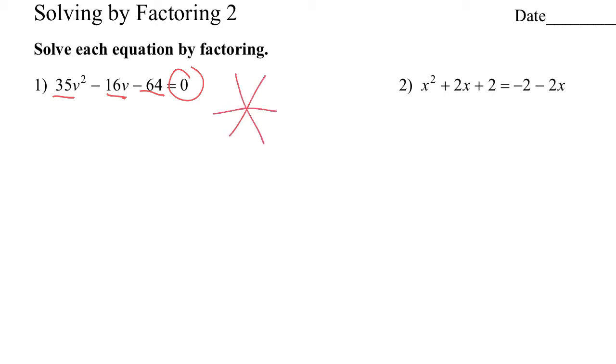So then you just go to the star and do a times c on the top, b on the bottom. So we've got 35 times negative 64. It's going to be negative 2,240. Looks like a fun one. On the bottom, we're going to have negative 16. And then on the bottom side, we'll have 35.